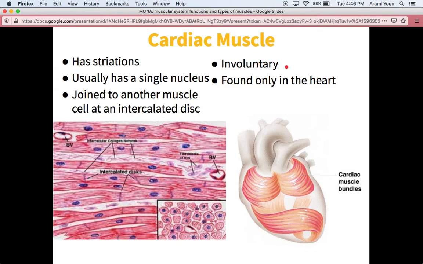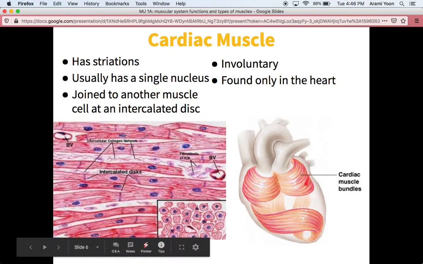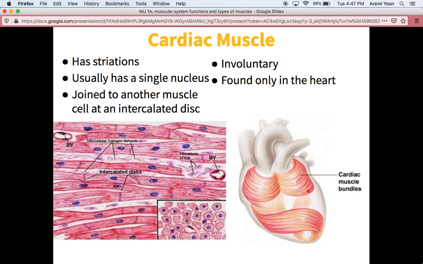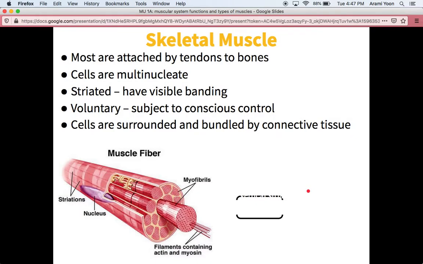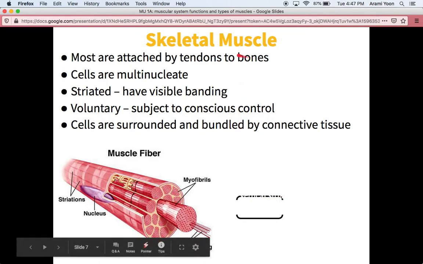Cardiac muscle is also involuntary in its contraction. You cannot control how quickly or slowly your heart beats, and you will only find cardiac muscle in the heart. You'll notice that the cardiac muscle forms bundles that wrap around the four chambers of the heart, and when the cardiac muscle squeezes, it contracts in synchronization, so that allows blood to be pushed rhythmically through your heart and through all of the blood vessels in your body. We're going to spend the majority of our time discussing skeletal muscle.